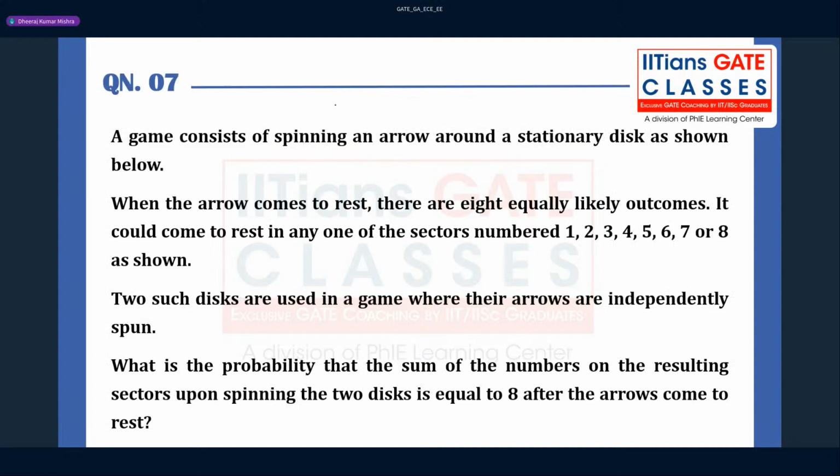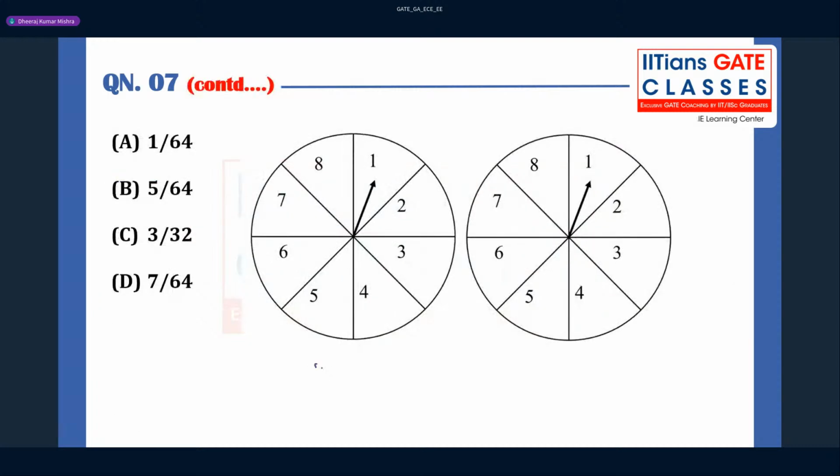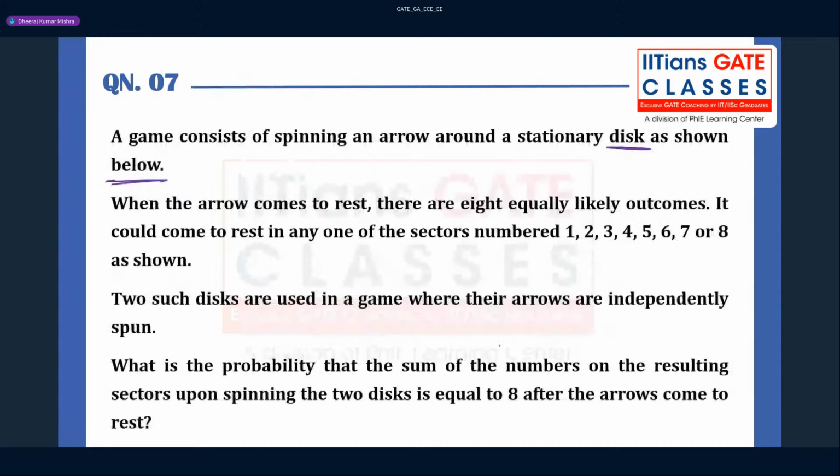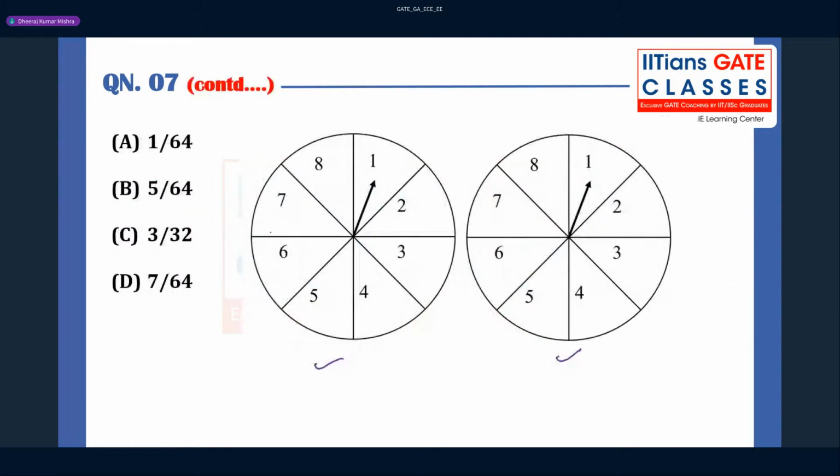Now this question is there: a game consists of spinning an arrow around a stationary disc, as shown below, right? So there is some stationary disc of this kind. This is disc 1, disc 2, you can say. When the arrow comes to a rest, there are 8 equally likely outcomes. Equally likely outcomes means what, guys? The probability of getting 1, 2, all are equally likely, right? It could come to rest in any one of the sectors, this is a kind of circle. So there are 8 sectors here, there are 8 sectors here, right?